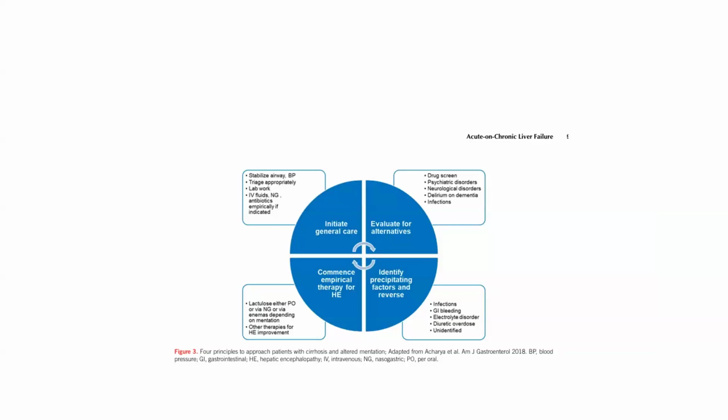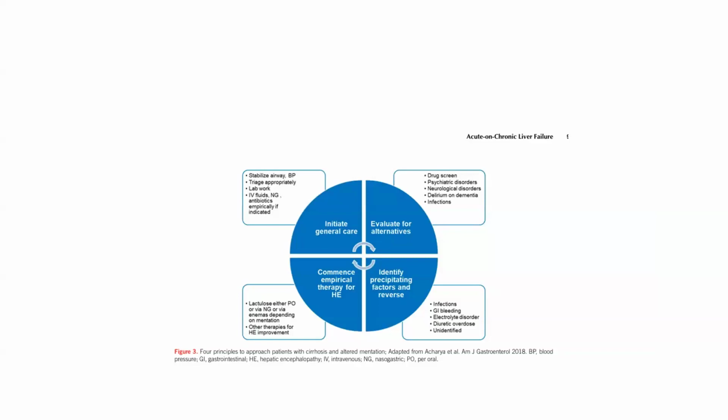So this is the schematic representation of the management of a hepatic encephalopathy patient. For initial general care, we need to stabilize airway and blood pressure, triage the patient appropriately, send appropriate lab work, start IV fluid, nasogastric feed, then empirical antibiotics if needed.